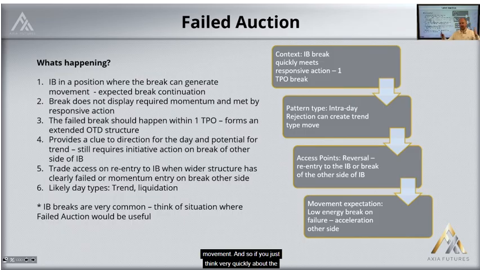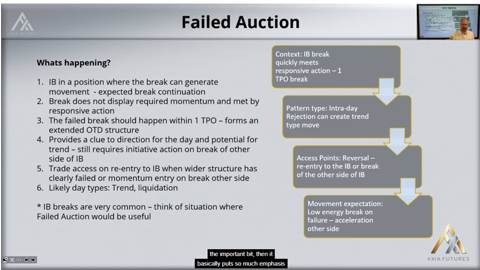If you just think very quickly about the timings, elastic bands should be in and out reasonably quick. Failed auctions can potentially lead to a much longer winded trade. I say longer winded like it's a bad thing, a much longer lasting trade, and one that has a potential continuation in it. So what you're looking for then is a clue. When you get the failed auction, I'll show you this in a moment, this gives you a clue that we could well be developing a clear directional move.